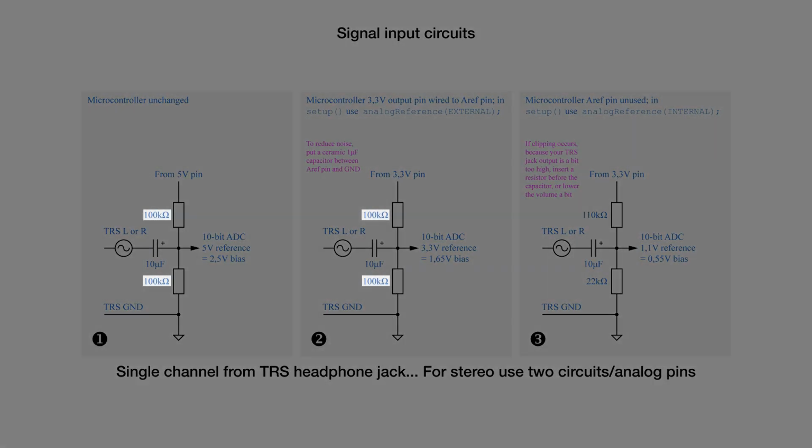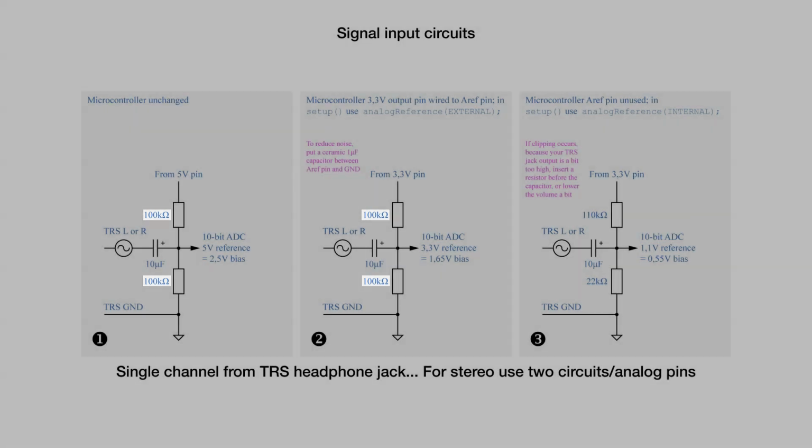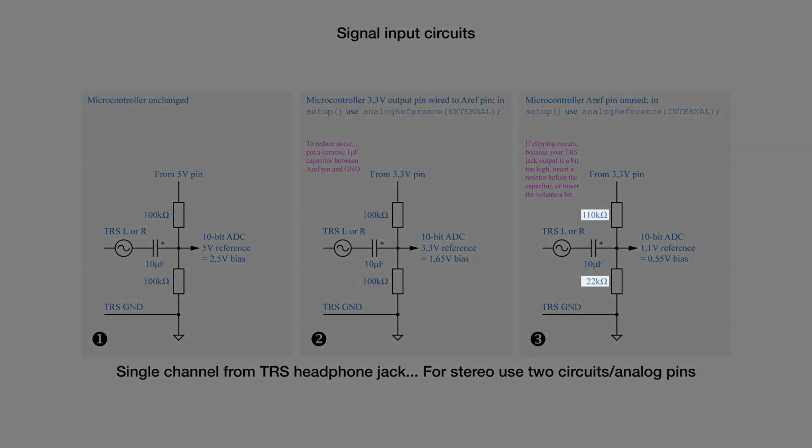In the 5 and 3.3 volt circuits, both voltage divider resistors must have the same value, so we either use two low tolerance resistors or find two identical ones with a DMM. It's different for option 3, because like in version 2, we use the microcontroller's 3.3 volt output, but the offset must be half of the analog reference voltage of 1.1 volts. Therefore, this voltage divider is asymmetric.